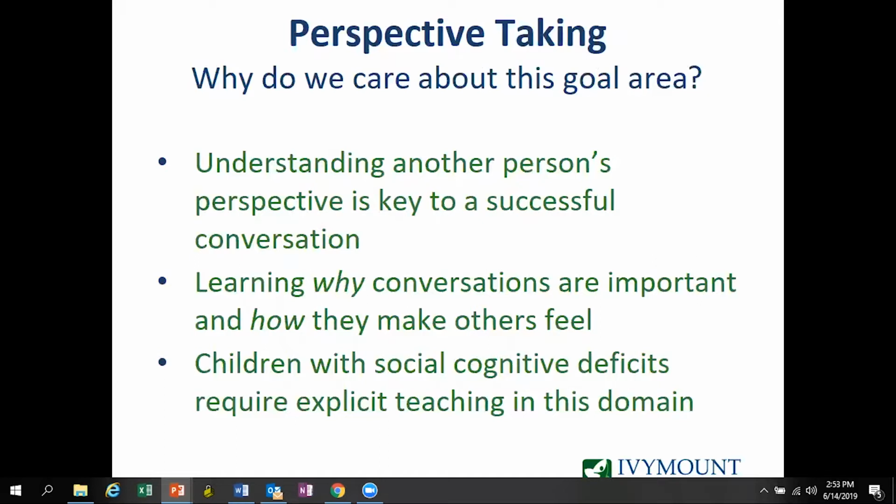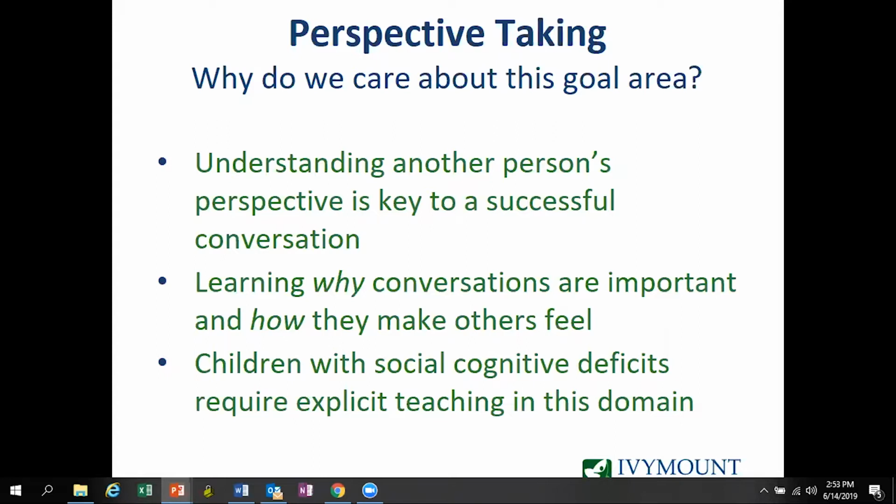Perspective taking, or understanding the possible thoughts and feelings of another person, is an area that often does not come naturally for students who are diagnosed on the autism spectrum or who have social cognitive challenges. Being able to understand the perspective of another is a critical component in having a successful conversation, and this lack of understanding can create several areas of conversation failure.